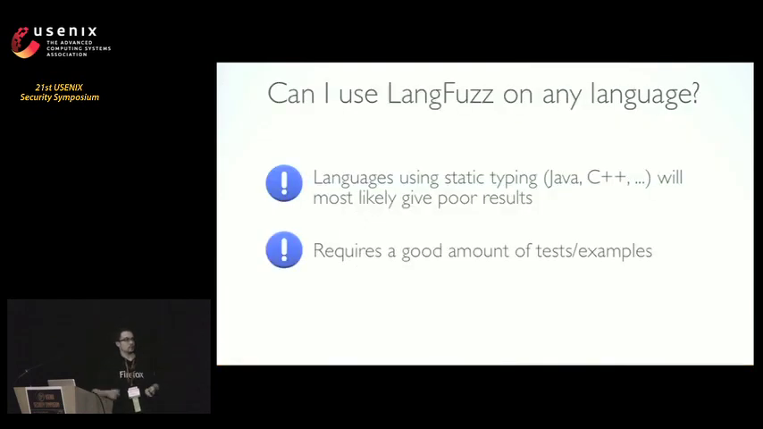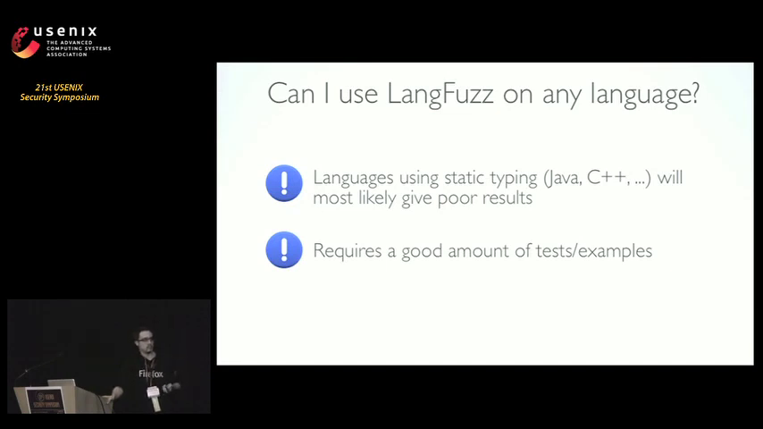Now, the last question that you will probably ask is, can you use LangFuzz really on any language? Well, you can, but if you use, for example, a language that uses static typing, like Java, C++, or C, then this will most likely give poor results, simply because LangFuzz is not aware of types or a type system, and you will most likely not even generate code that compiles. So you will never get to the runtime stage here. Of course, you could think about future work to improve the understanding of types in LangFuzz or introduce something to make that work better, and then it might work even on these languages. But overall, this won't work.